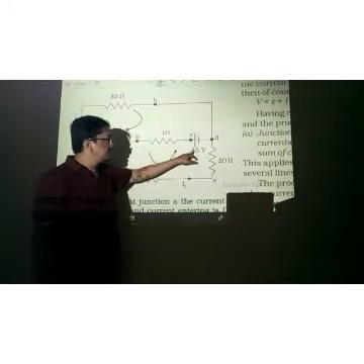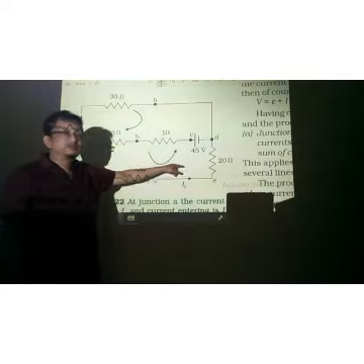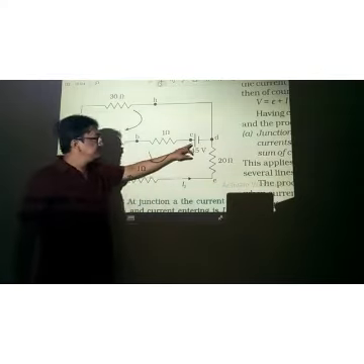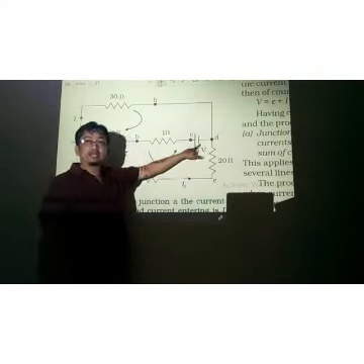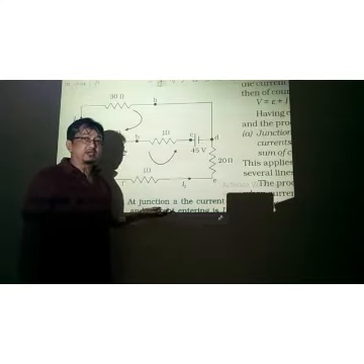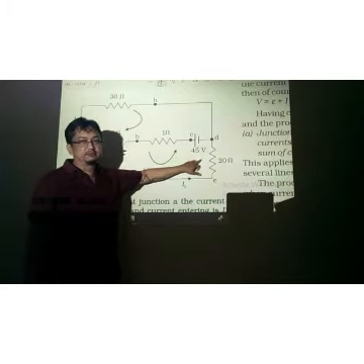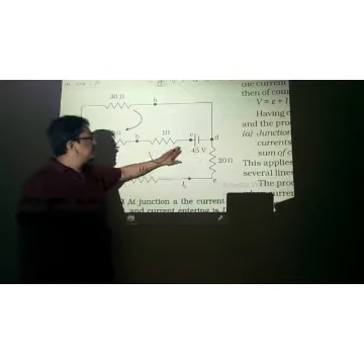Then you have to take this 45 as positive. When we enter the cell towards the negative electrode, then we have to take the potential positively. So you will get positive 45 volt here. Clear? Now you have to come here.